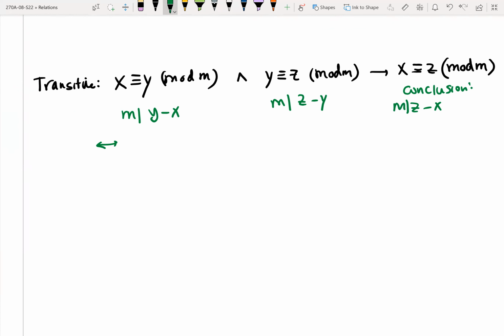So I write the equivalence relation for this one. Y minus X is a multiple of M, for some K, which I have to call K sub 1. Z minus Y is a multiple of M for some K sub 2. And then the goal is Z minus X. So add both sides.